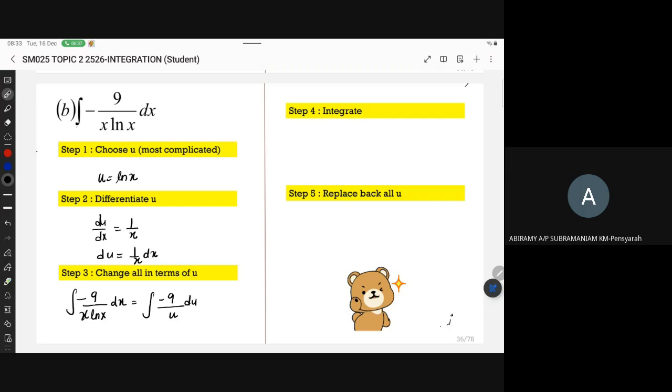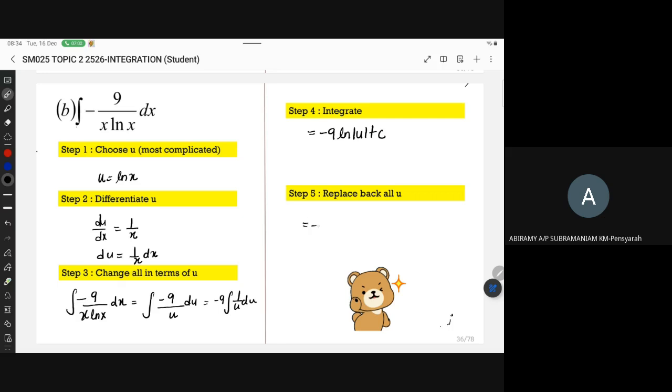So basically, integral of negative 9 over x ln x is the same as integral of negative 9 over u du. And we can take out the negative 9. So all you have to do is integrate 1 over u du. When you integrate 1 over u du, you will get negative 9 ln u plus c.